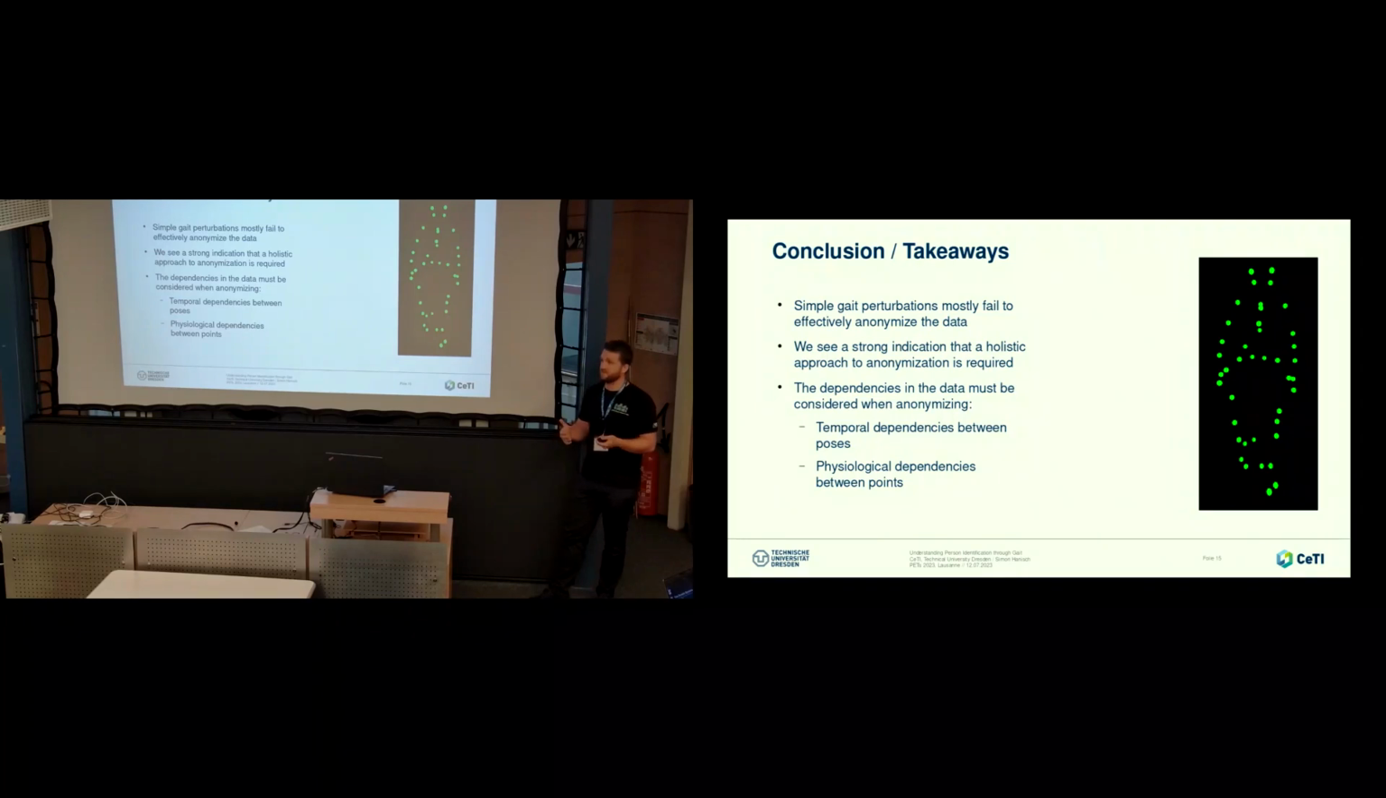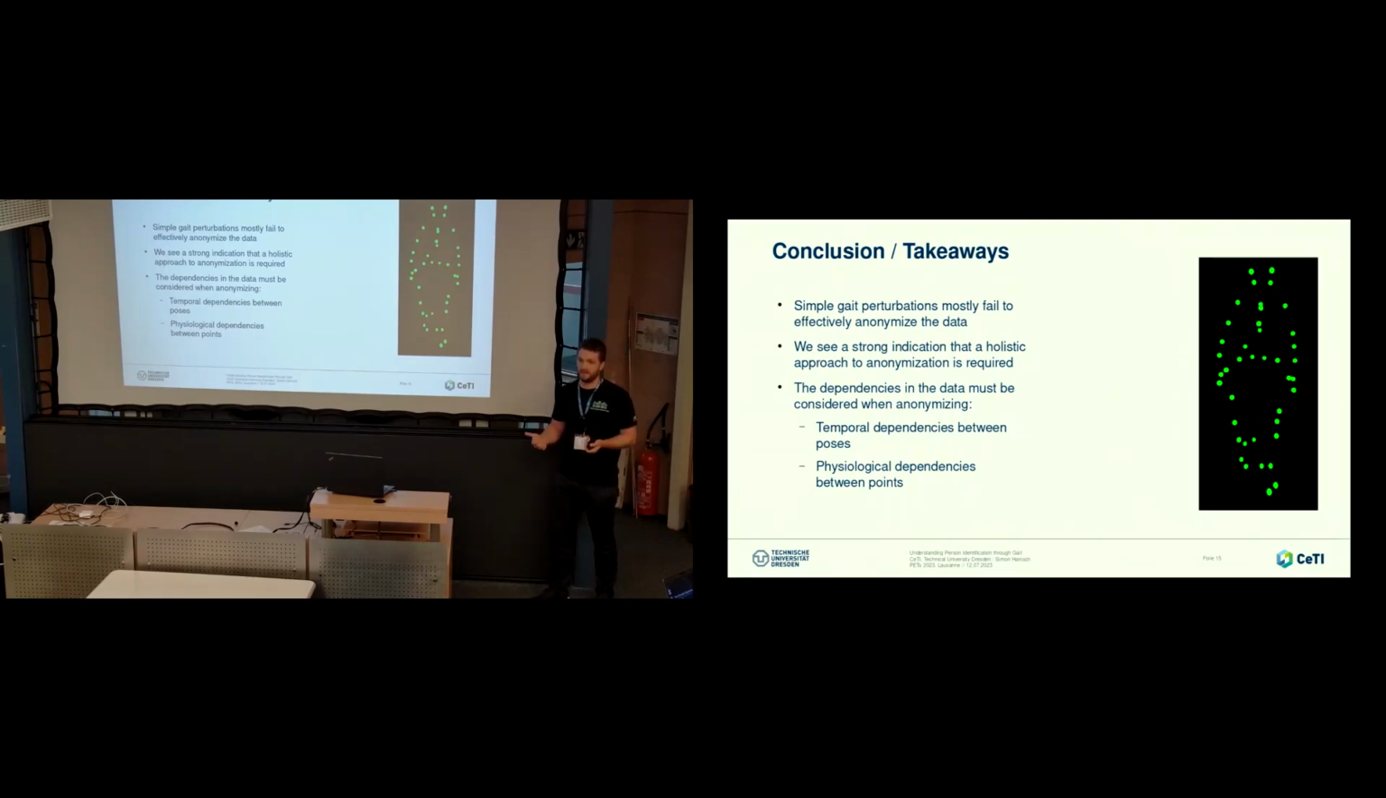And the dependencies then make it very redundant in there, so that the identifiable information is hard to remove. So we see a strong indication that we need a holistic approach. We can't just remove single features from the data, but we really need to either perturb all data points in a way that makes sense for gait and walking patterns, or we need to really generate new points at all.